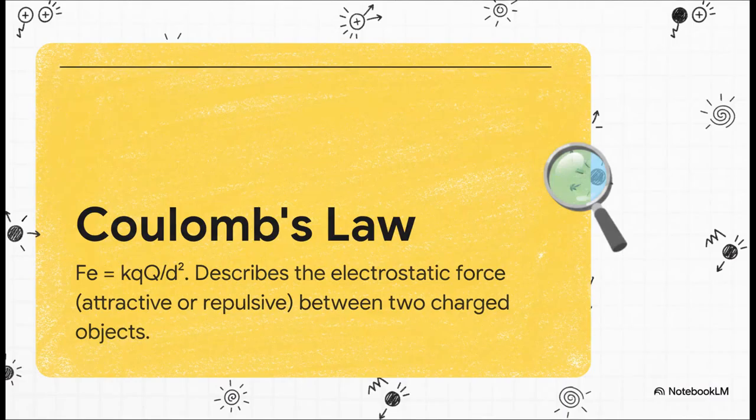And here it is: Fe equals k times Q times Q, all of that divided by d squared. It looks simple, and it kind of is. This one little equation is our key to calculating the electrostatic force, you know, that push or that pull, between any two charged things anywhere in the universe.